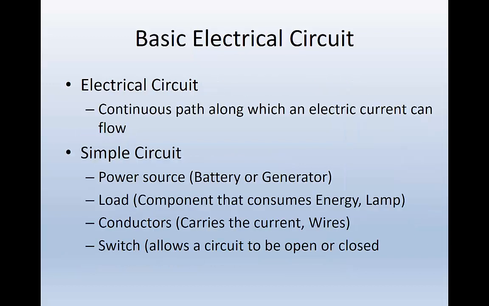All right, let's talk about our circuits now for a minute, and then we're going to come back to our power usage over time and billing. To have an electrical circuit, we have to have a continuous path along which an electric current can flow. A simple circuit has 4 main parts. There's a power source, like a battery or a generator. There's a load, the component that actually consumes energy, like a lamp or a toaster.